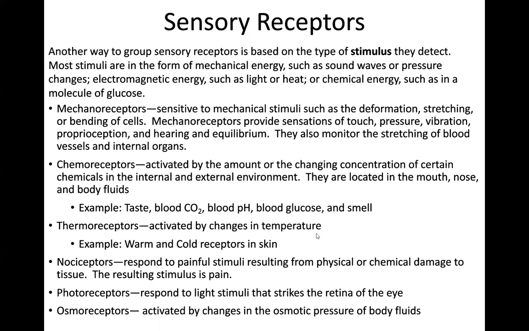Thermoreceptors are activated by changes in temperature. The examples there are the warm and cold receptors in our skin. Once again, nociceptors I mentioned earlier are going to be associated with pain, so they respond to painful stimuli. And pain comes from physical or chemical damage to tissue. Photoreceptors, those are the ones in our eyes that respond to light stimuli. And then osmoreceptors are activated by changes in osmotic pressure of body fluid. So in other words, water levels is what osmotic pressure really is.